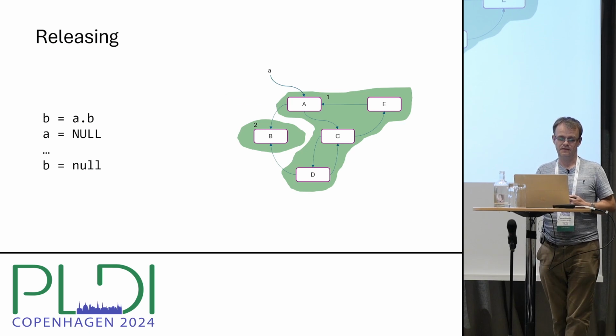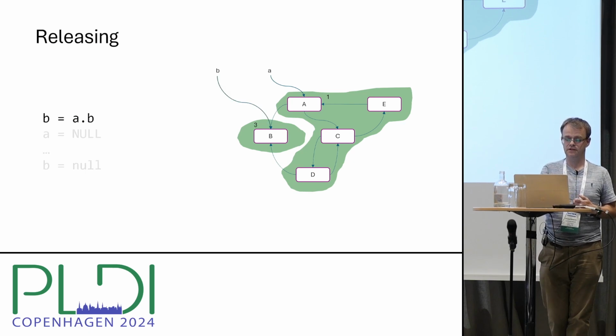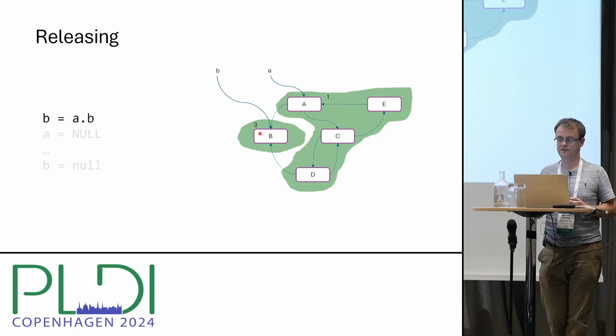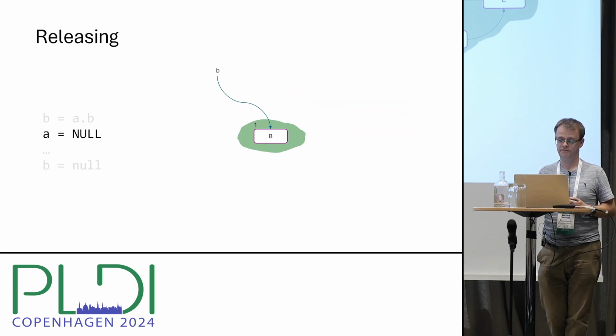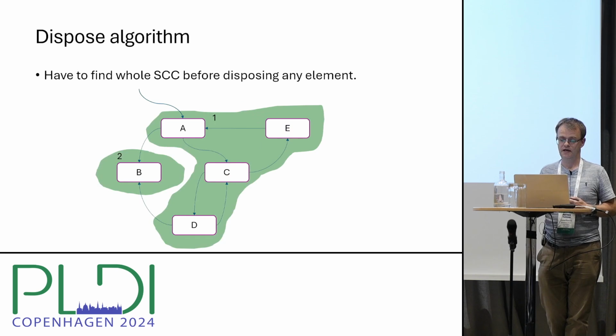We can create edges to intermediate points. Like we can point at B here, and now that has a reference count of 3, so we could have more indexes in. And we could drop a reference on A, and now this whole thing has to go away in one go. So that kind of needs to disappear.